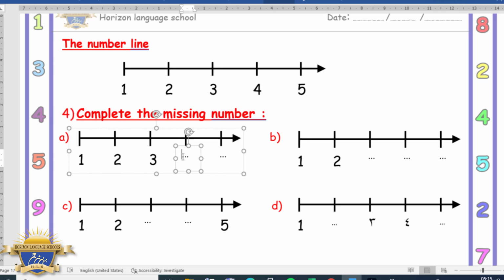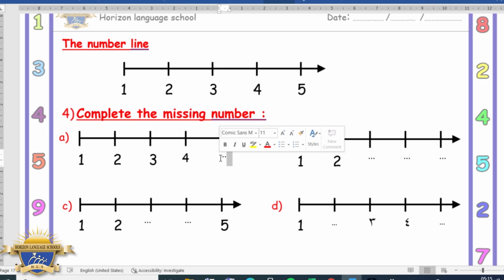Complete the missing number. 1, 2, 3. Here comes 4. And 5.